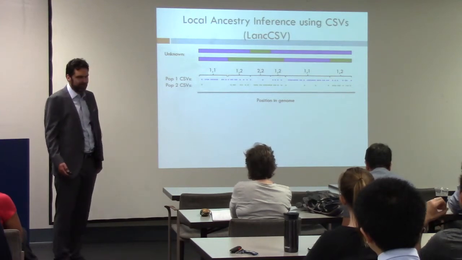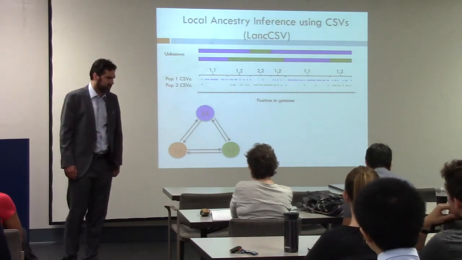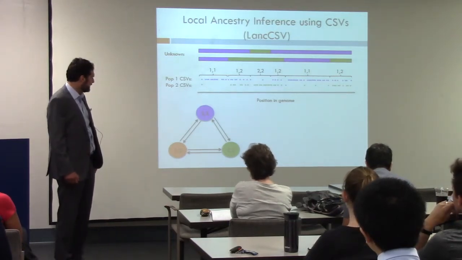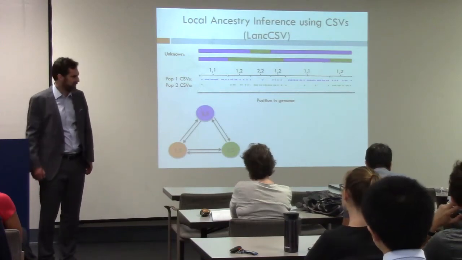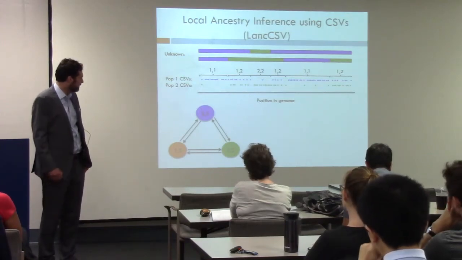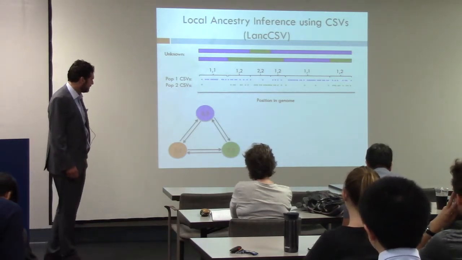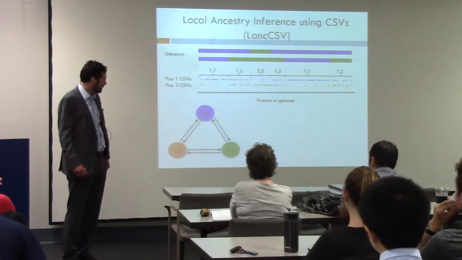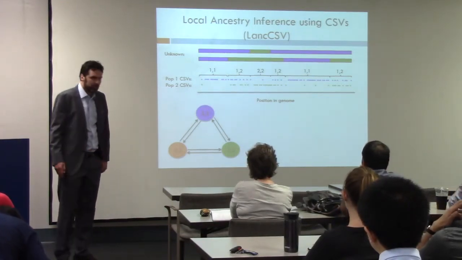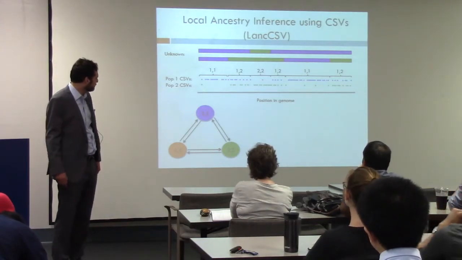Of course, we don't want to be eyeballing this, so we're going to formalize this in a hidden Markov model. This model is going to have 3 states. Each of the states represents the different possible ancestry combinations. So the blue represents 2 copies from population 1, the green 2 copies from population 2, and the orange 1 copy from population 1 and 1 copy from population 2. What we're going to emit from each of these states are simply the observed CSVs.